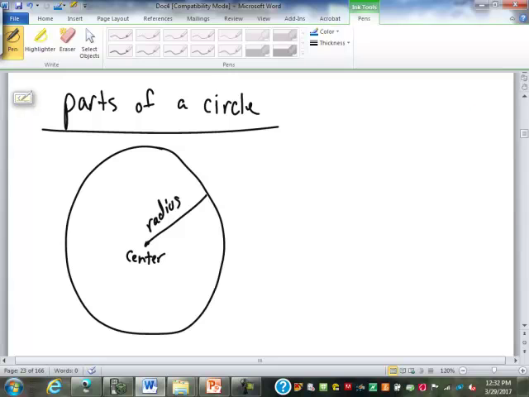Now, there are some lesser known features, like a segment that connects two points on the circle is called a chord. A chord that goes through the center is called a diameter. And there is a relationship between the radius and the diameter. Diameter, of course, is equal to 2 times the radius. Or radius is equal to half the diameter.